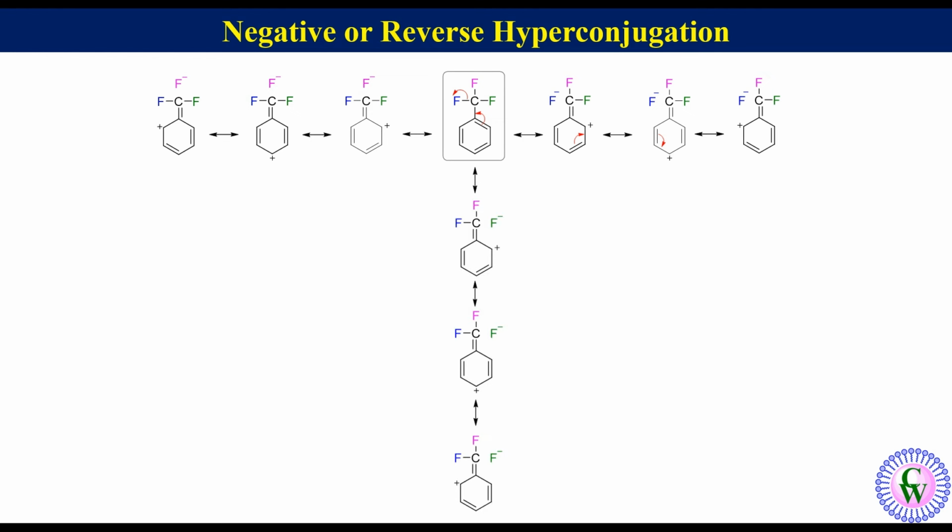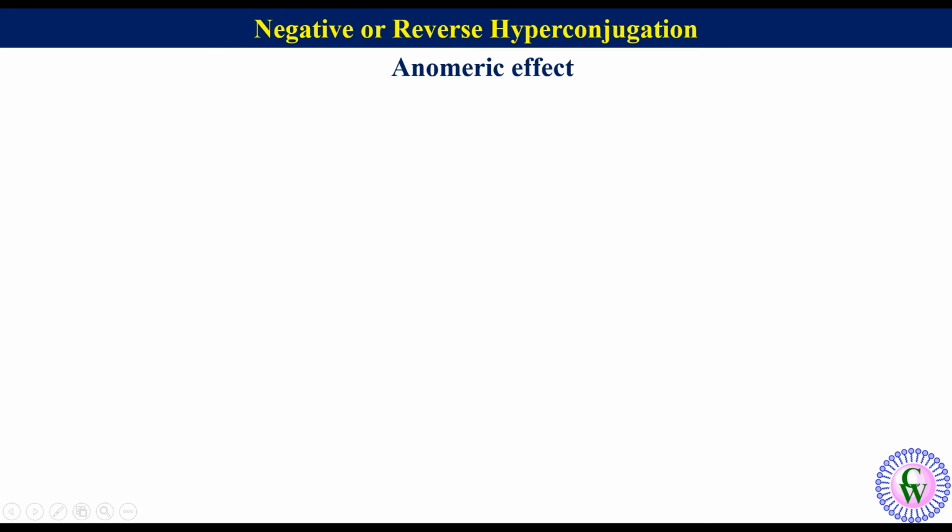From these hyperconjugative structures, we can see that ortho and para positions are electron deficient. Therefore, CF3 is meta-directing for aromatic electrophilic substitution reactions. Negative hyperconjugation in the anomeric effect.